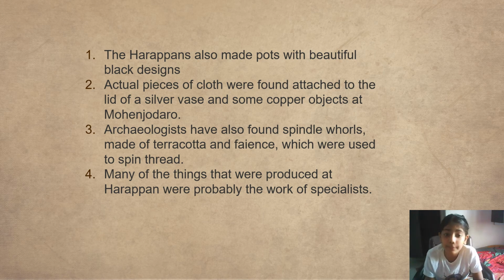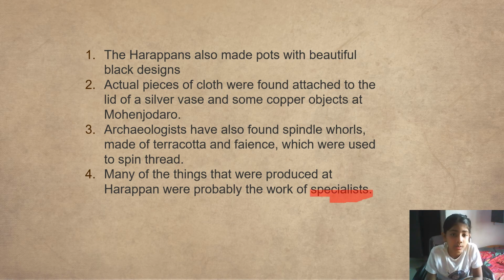Actual pieces of cloth were found attached to the lid of silver keys and some copper objects at Mohenjo-daro. Archaeologists have also found spindle whorls made of terracotta and hyacinth, which were used to spin thread. Many of the things produced at Harappa were probably the work of specialists. There is a picture in your textbook of a man showing his beard. It must have been made by a specialist.